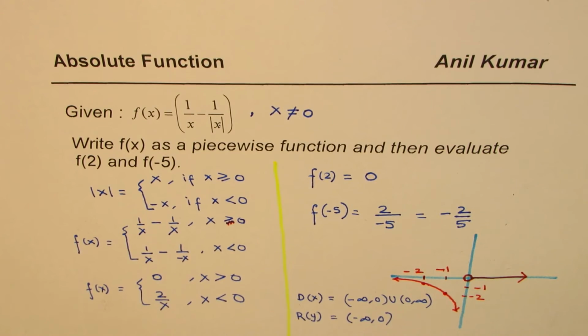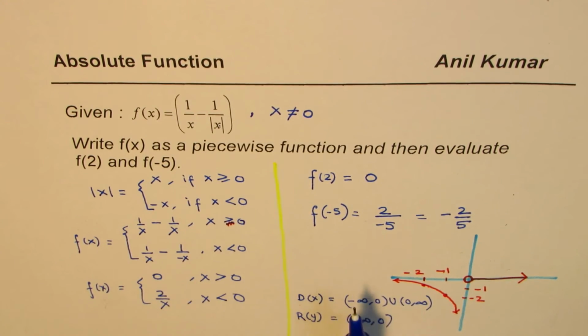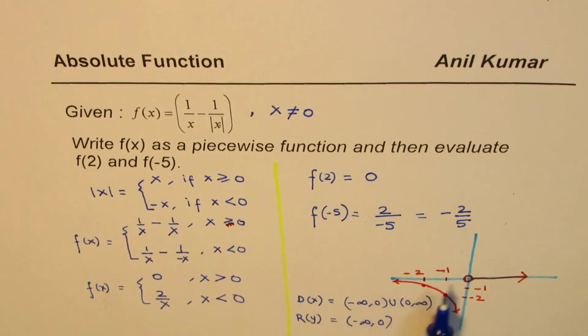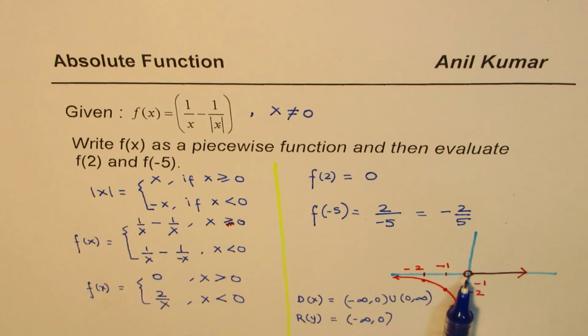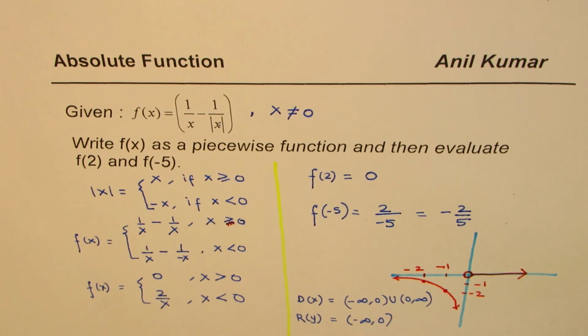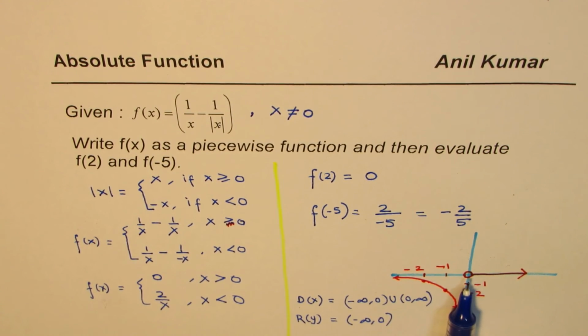Now if the question is to find the limit of the function as x approaches 0, from the left side it goes to negative infinity, but from the right side it is 0. Do you see that? So that is how you can also find limit of this function from either side. Limit at 0 is definitely not defined, since from the left side it goes to infinity and from the right side it approaches 0.